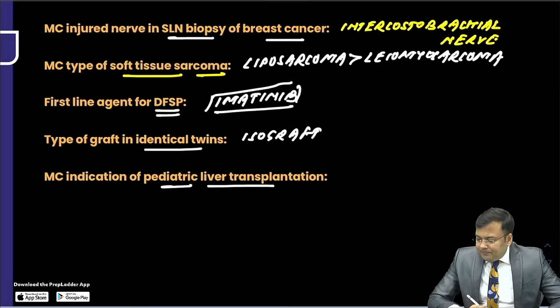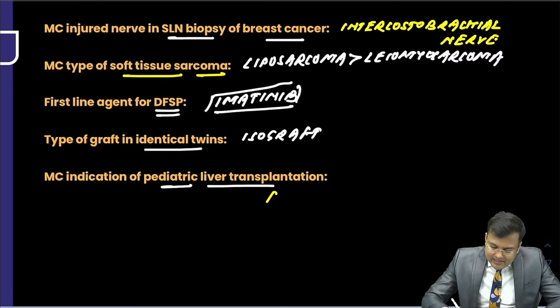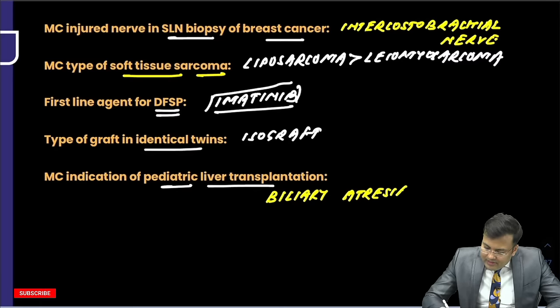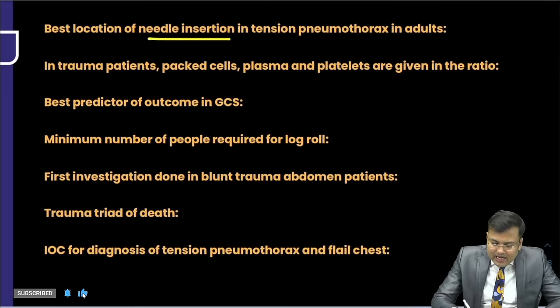Now, most common indication of pediatric liver transplantation. Tell me. Yes, easy question. Biliary atresia. Very good. This is biliary atresia. Very good. Next, best location of, this question is asked every year.